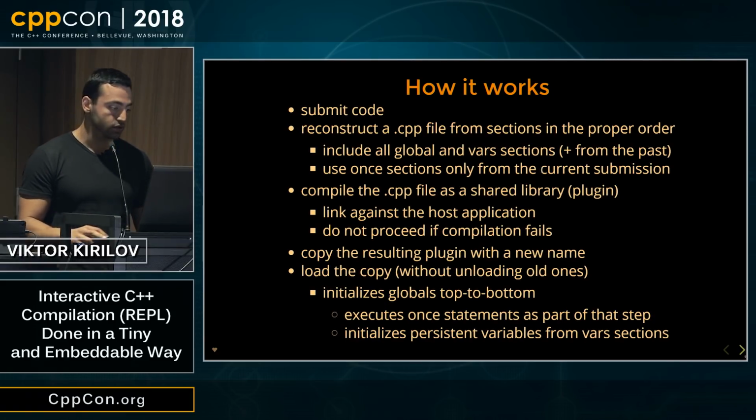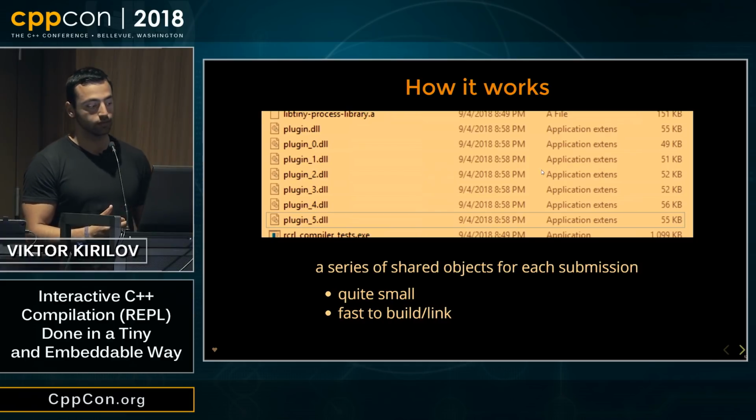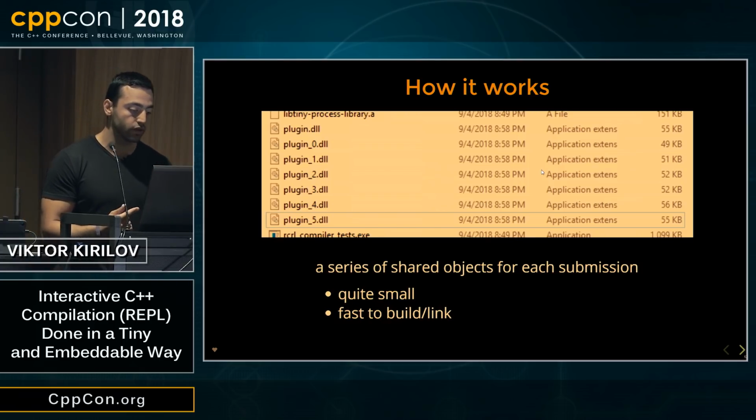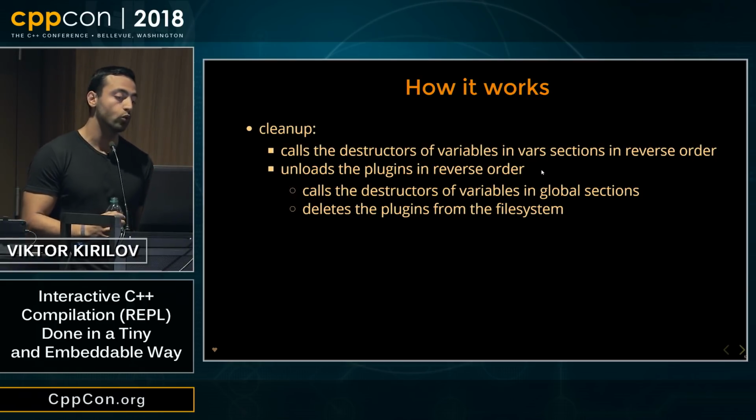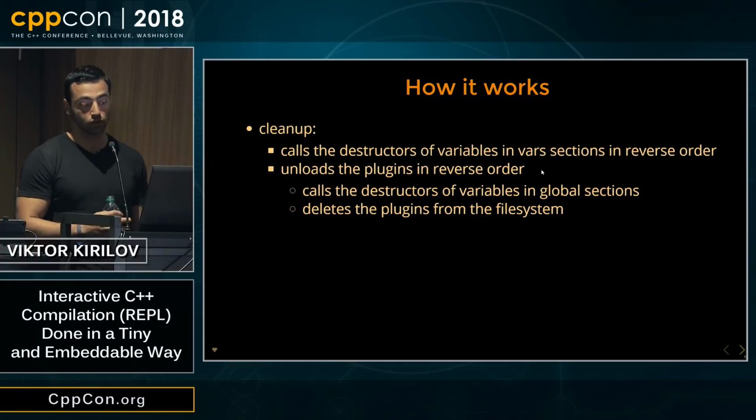What we get in the file system is something like this, a series of different plugins which are constantly growing by a few kilobytes. And they're actually pretty small, and they're quite fast to build and link. After we're done with them, and we want to destroy all the objects we created and clean up the file system, when we do a cleanup, we call the destructors of all the variables from the var sections in reverse order, and we also unload the plugins in reverse order, which triggers the calling of the destructors of the variables which were written in global scope, and also we delete the plugins from the file system.